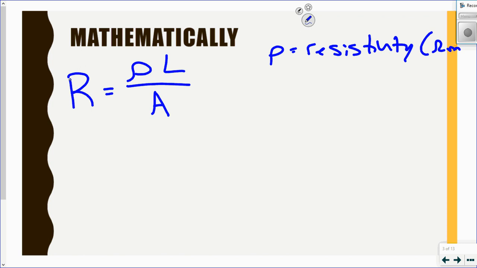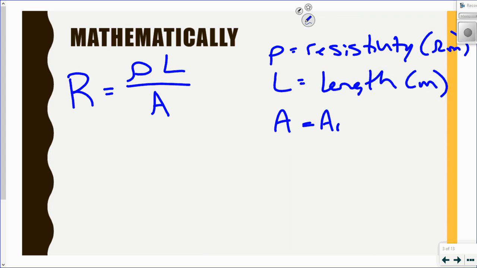Resistivity is in ohm meters. Length, we're going to measure in meters. And area is what A stands for. So let me give you this. Length, our measurement is meters. And remember, area is that cross-sectional area. And that's going to be measured in meters squared, since it's an area measurement.